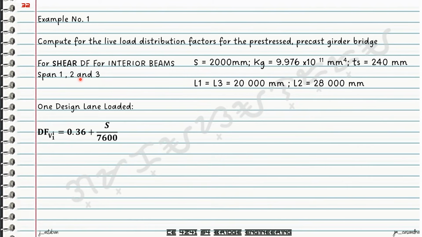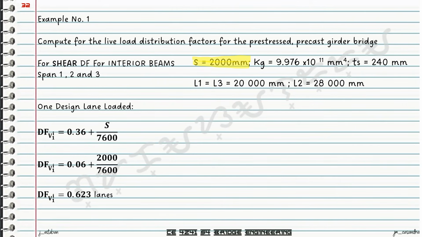Again, if the spacing between the stringers will vary between each span, then you have to compute for the distribution factor for shear separately for each span given. Okay, so in this case, since our S is constant for all of the span lengths, then we'll solve for one value for all span 1, 2, and 3. So with that, substituting now S in the equation, we now get 0.623 lanes.